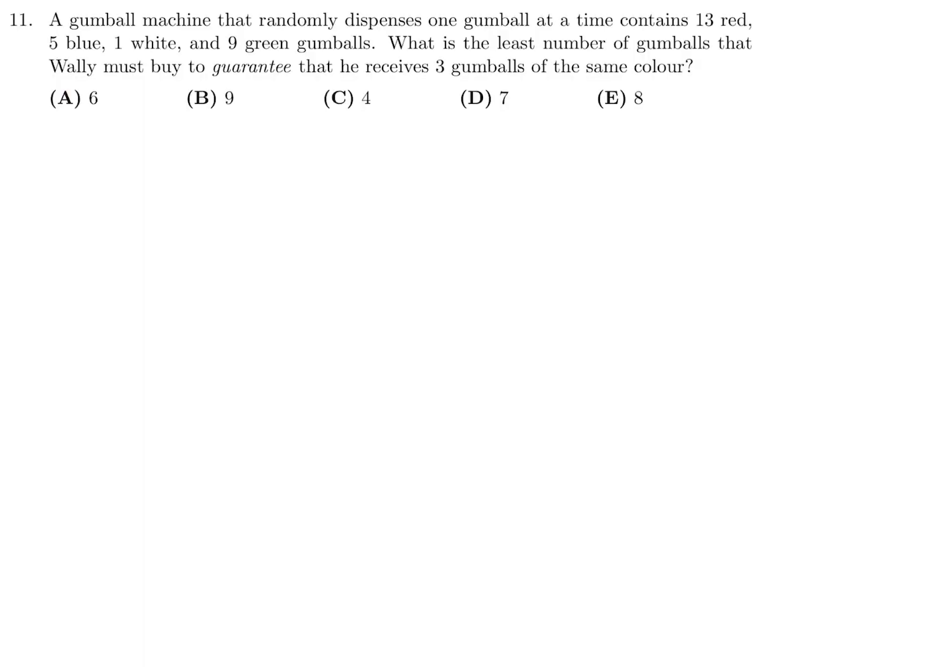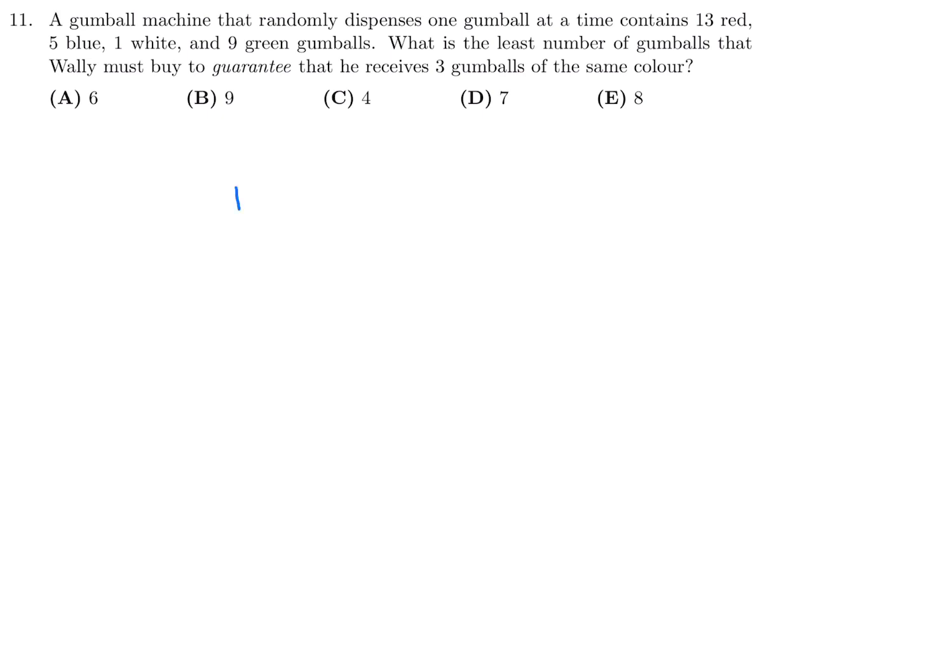Questions 11 through 20 on the 2011 grade 11 Fermat math contest. A gumball machine that randomly dispenses one gumball at a time contains 13 red, 5 blue, 1 white, and 9 green gumballs. What is the least number of gumballs that Wally must buy to guarantee that he receives 3 gumballs of the same color? Notice the spelling of color.